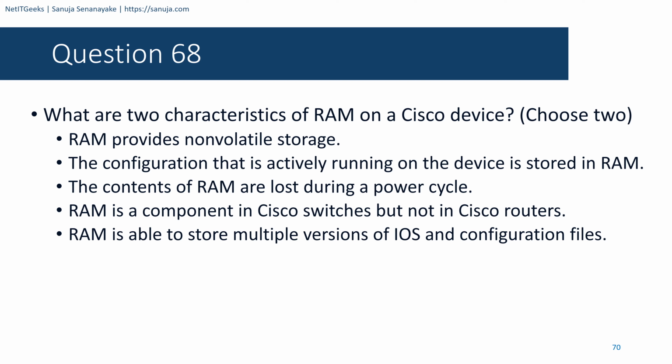So what are the correct answers here? If you have done your Cisco labs, you should know the answers are the configuration that is actively running on devices is stored in RAM, and the contents of a RAM are lost during a power cycle. So that's why when you're entering a whole bunch of commands and configurations, you need to make sure to do the commands for saving those configurations onto the device. Otherwise, it will be lost from the RAM.